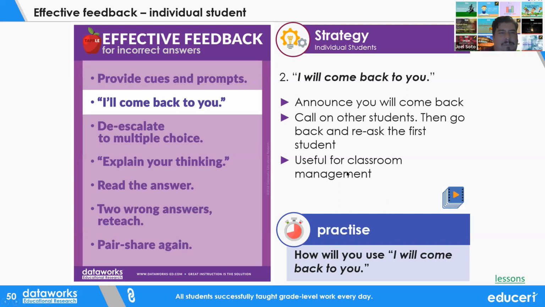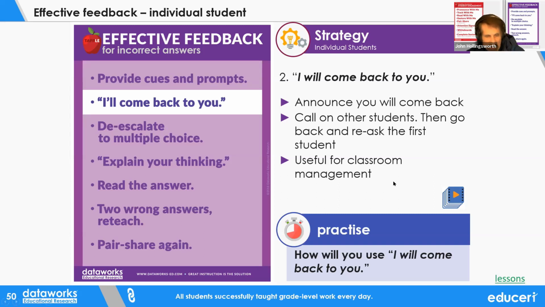The last part I've got here, useful for classroom management. When a student just says, I don't know, I don't care, I'm not going to answer, then you say, I'm going to come back to you. And it puts a little pressure back on that they've got to be ready. They're not getting out of it. Remember, all students have to answer. There's no getting out of it.